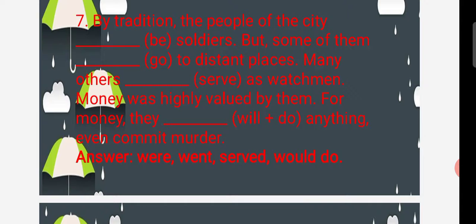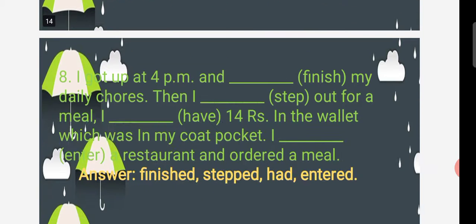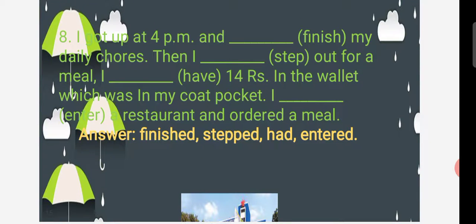Next, by tradition, the people of the city dash soldiers. That's already over, by mistake repeated. I got up at 4 p.m. and dash. So got up already denotes past tense. So finish becomes finished my daily chores. Then I step becomes stepped out for a meal. I have becomes had. I had 14 rupees in the wallet which was in my coat pocket. I enter becomes entered a restaurant and ordered a meal.